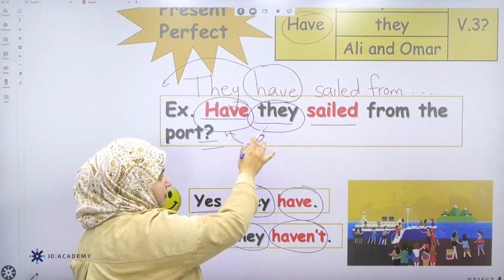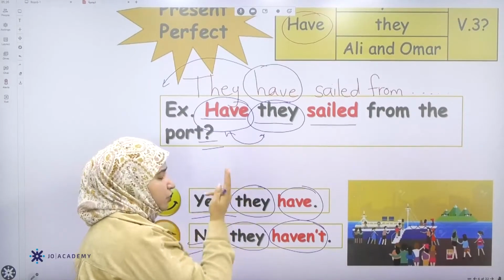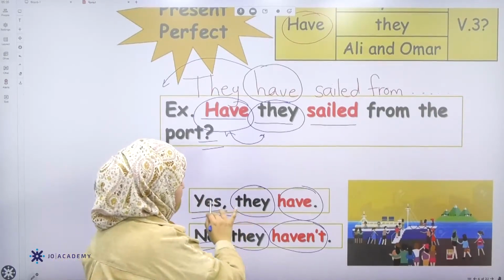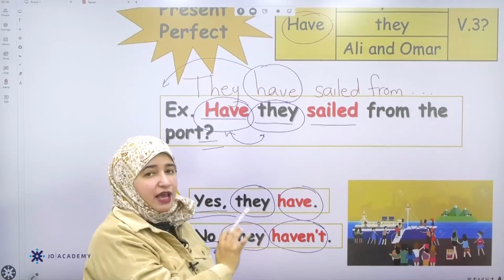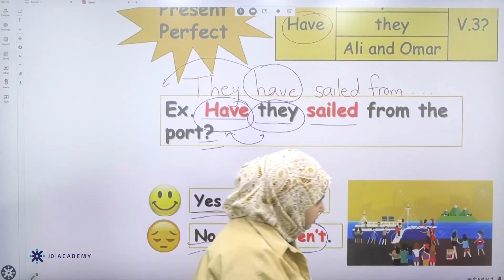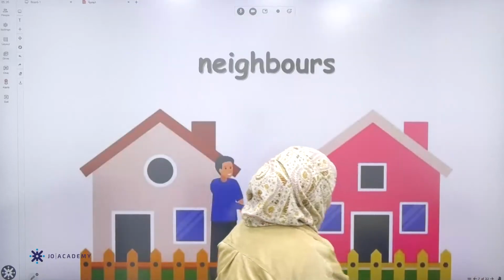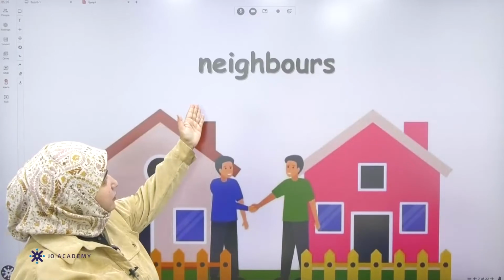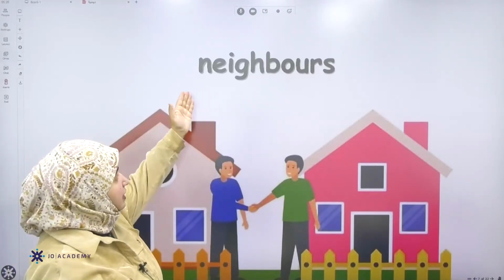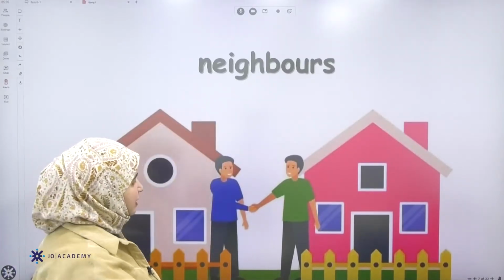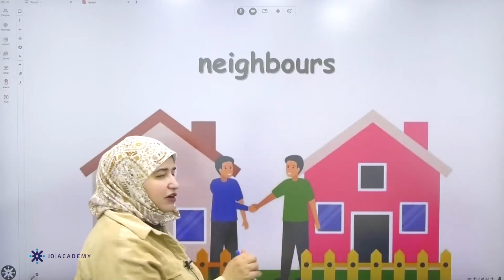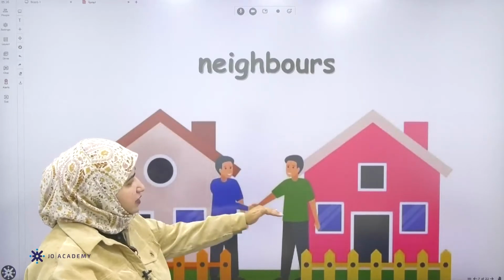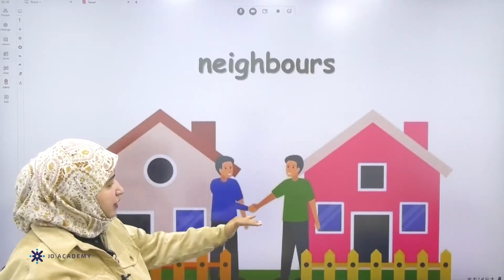The first two words in the question, we just switch them like this. So, yes they have, or no they haven't. Okay, now let's move here. We have the new words we are going to learn for the first lesson. The first one is neighbors. Now look, their houses are next to each other. So they are neighbors, jiran, neighbors.